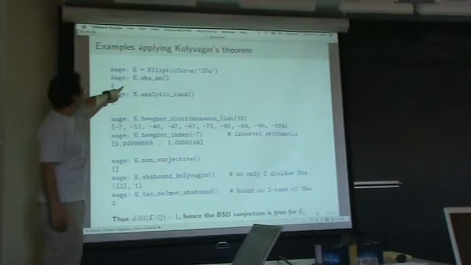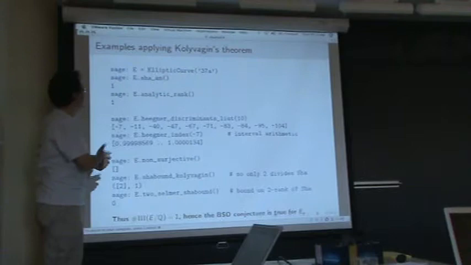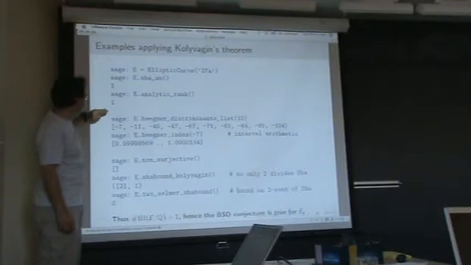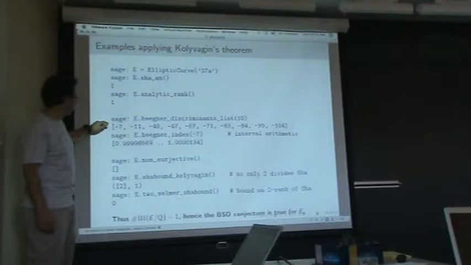The analytic order of Sha is exactly 1, because you do know that L prime of 1 over omega times the regulator is a rational number by the Gross-Zagier theorem. The analytic rank is 1. The order of vanishing of the L-function is 1. These are the first 10 discriminants that satisfy the Heegner hypothesis, and I'm excluding 3 and 4.